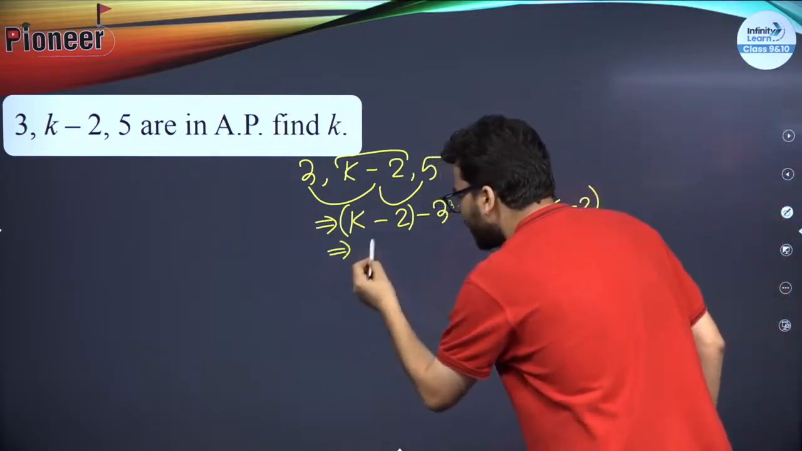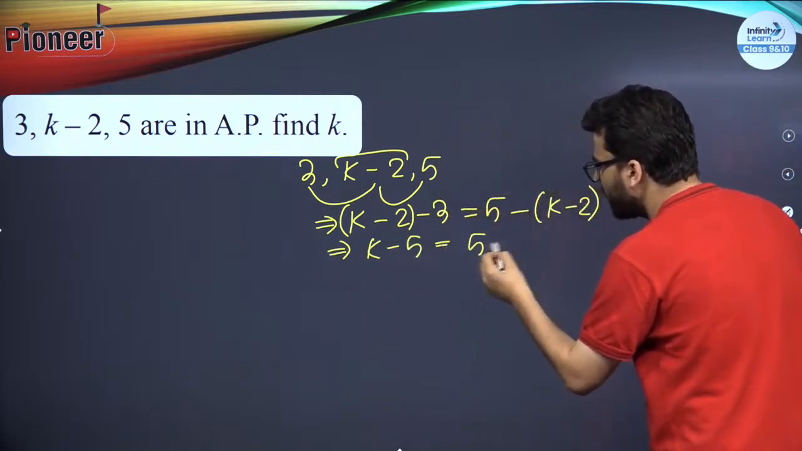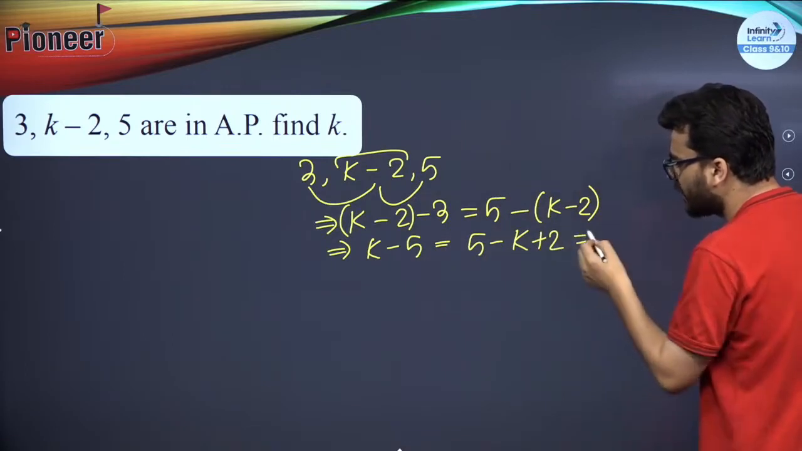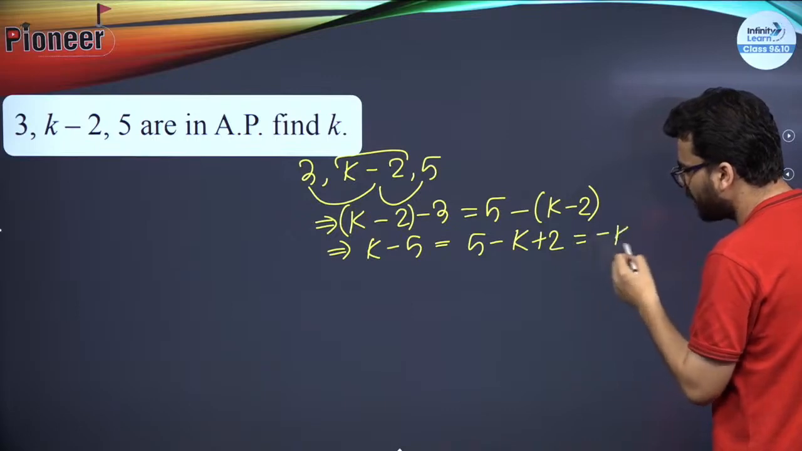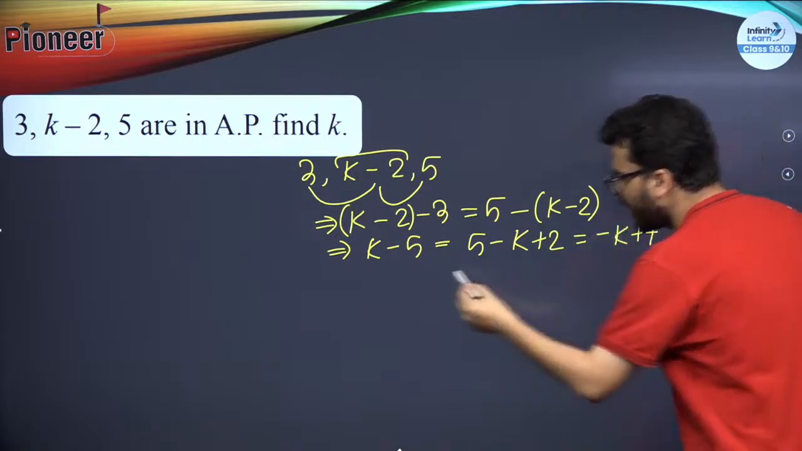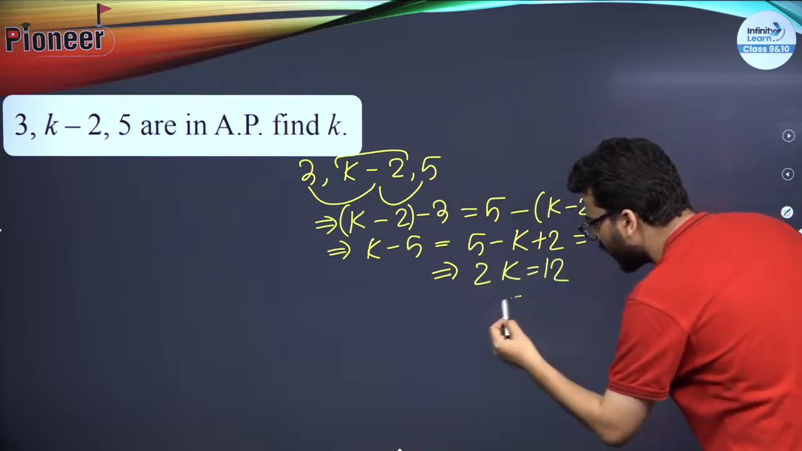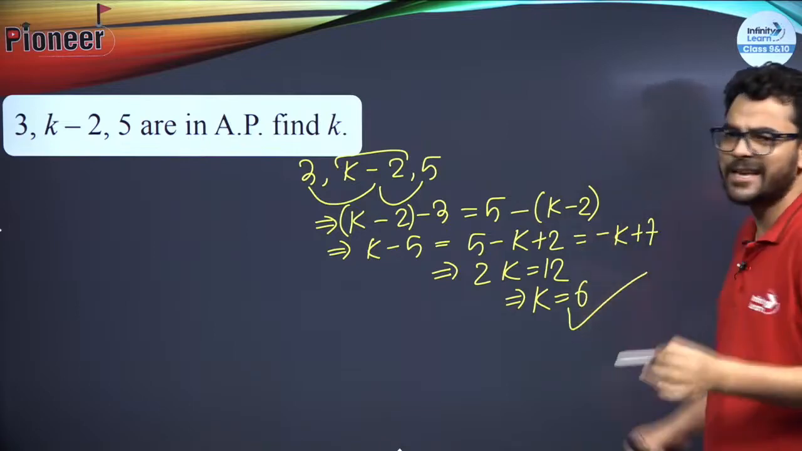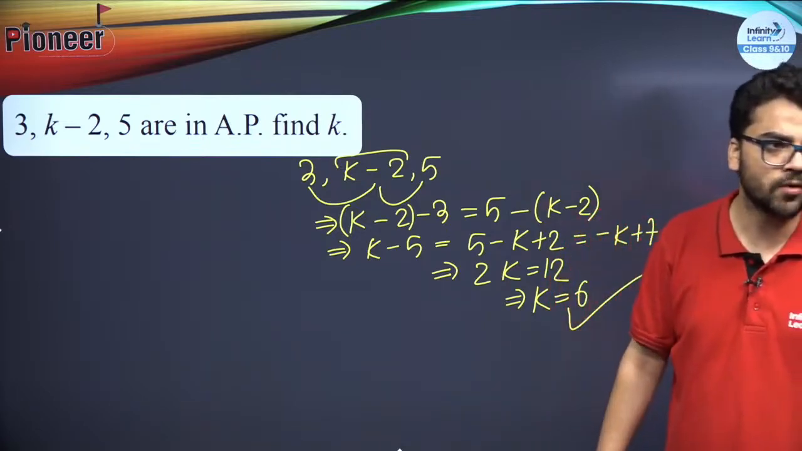So I can say over here this is k minus 5 and this is equal to 5 minus k plus 2, right? So I can say this is nothing but equal to minus k plus 7 over here, correct? Very good. So I can say 2k is equal to 12. So k is coming out to be 6. Very basic question on the basis of the basic definition of an arithmetic progression. Very good. That is correct, Kunal, Ayush, Shweta.